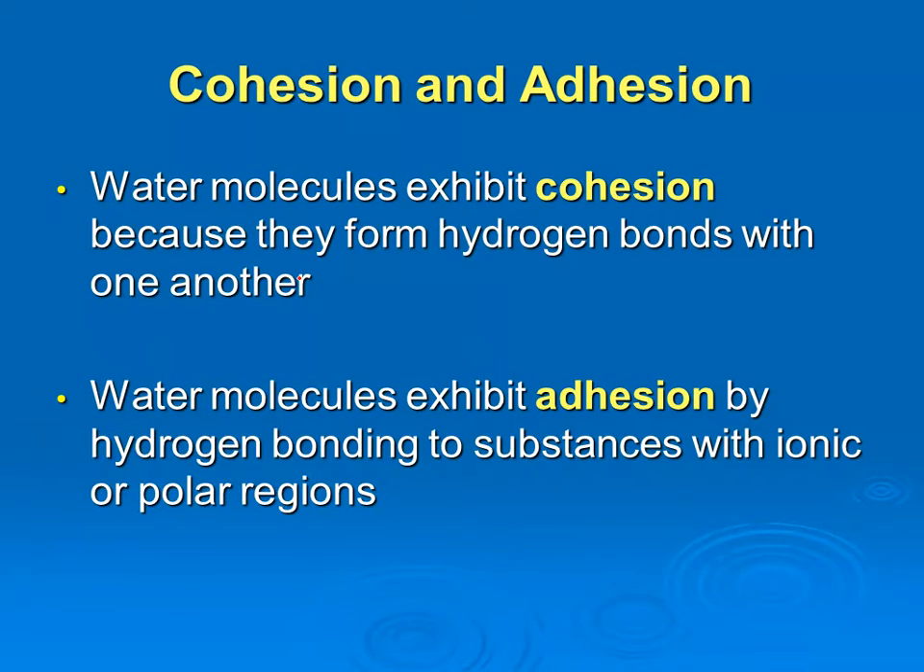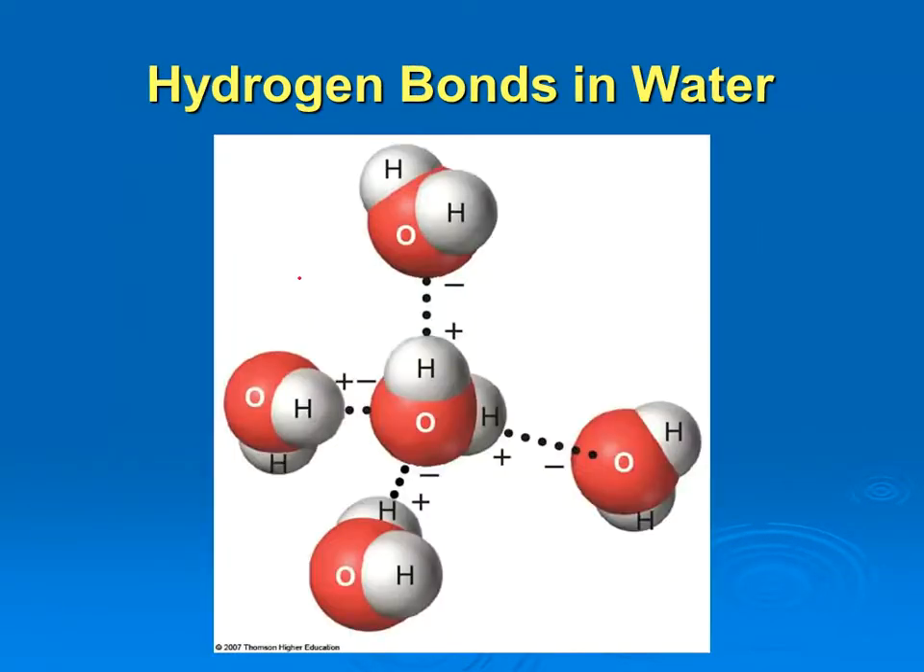Water also has a property called cohesion and adhesion. Cohesion, as it kind of sounds, means that it wants to kind of stick together with things. It will bind and form hydrogen bonds with each other. Water molecules also exhibit something called adhesion, allowing them to bind to substances with ionic charges.